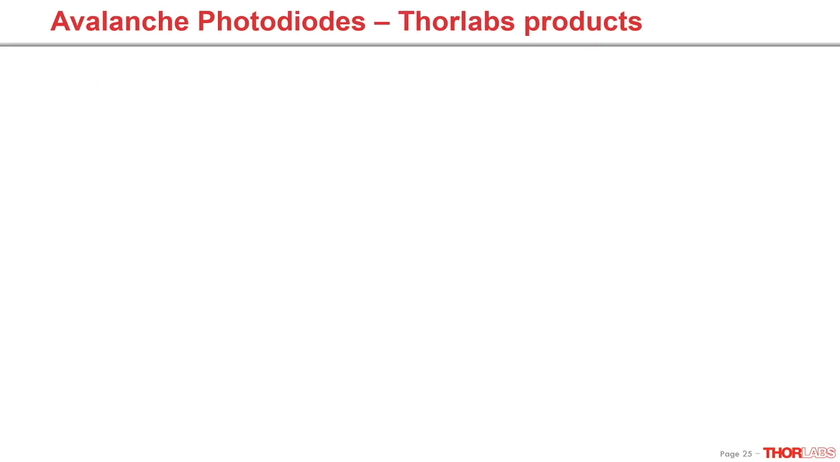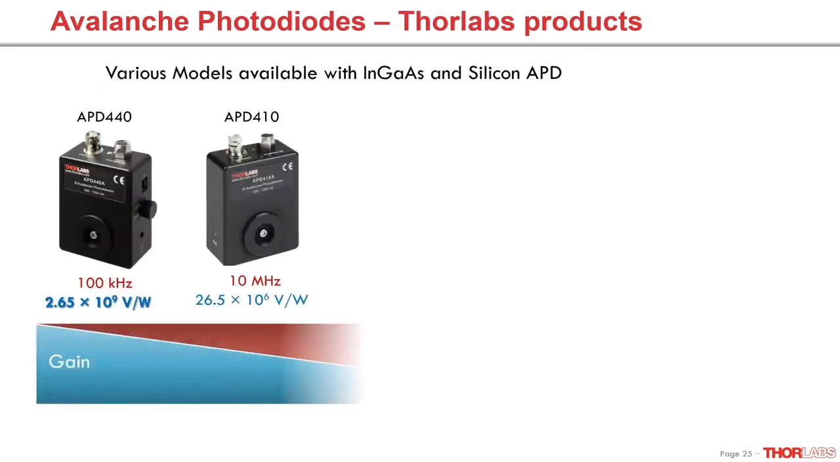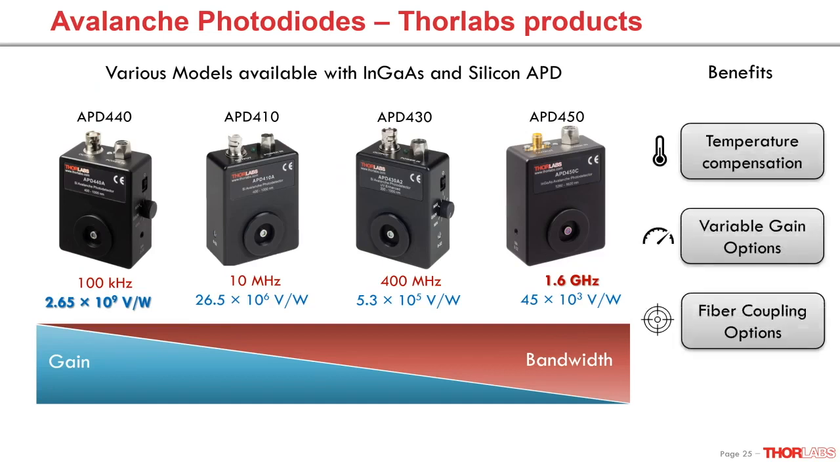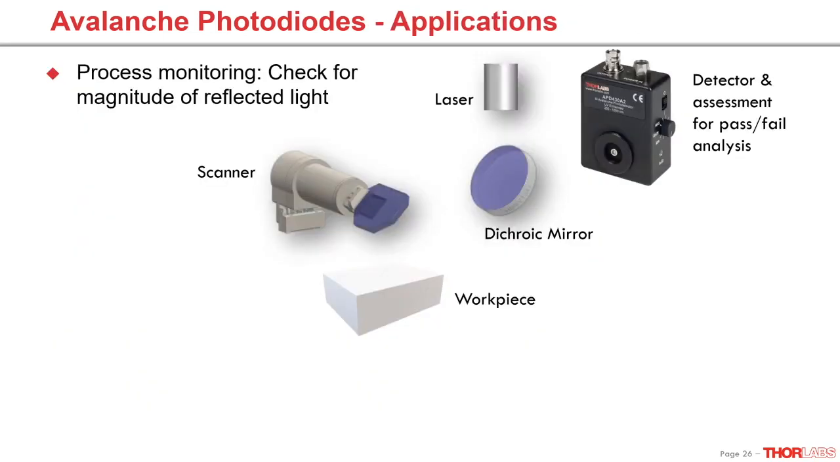Various applications require different specifications. Therefore, Thorlabs provides APDs from highest gain and lower bandwidth up to lower gain and highest bandwidth. These APDs provide several useful features like temperature compensation, variable gain options, and possible fiber coupling via our common aperture threading. Finally, a look at a couple of applications.